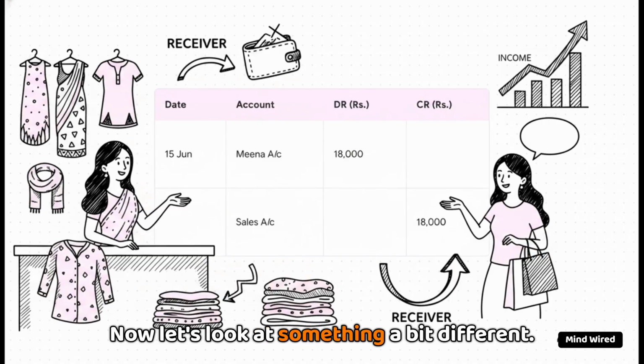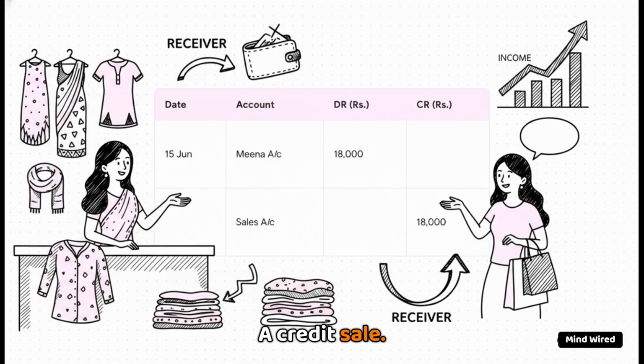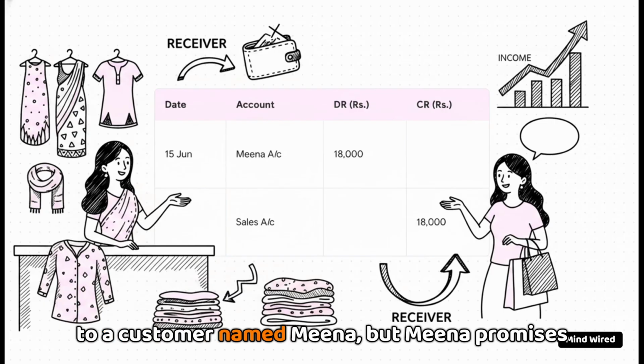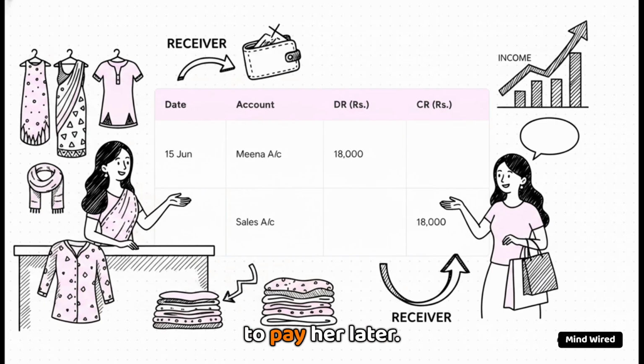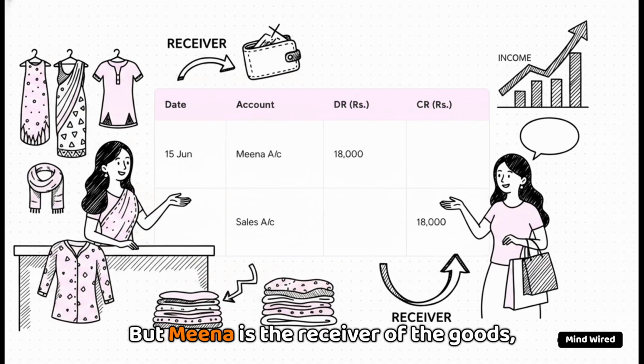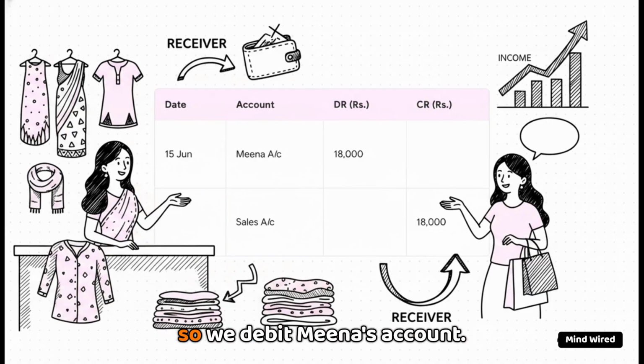Now let's look at something a bit different. A credit sale. Priya sells 18,000 rupees worth of clothes to a customer named Meena, but Meena promises to pay her later. So no cash is actually changing hands today. But Meena is the receiver of the goods, so we debit Meena's account. And on the flip side of that, sales are an income for the shop, so we credit the sales account.